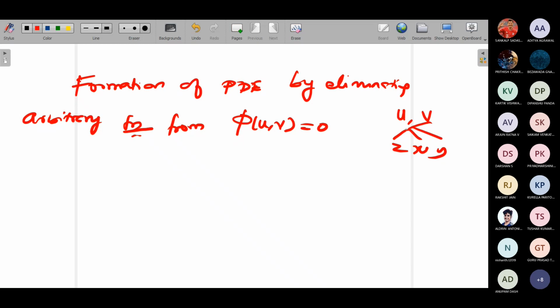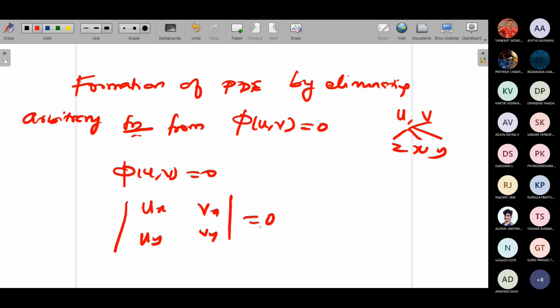So we have been given an equation phi of u comma v equals 0. To eliminate the arbitrary function from this type of function, you need to find the determinant value. You have to find the determinant of ux, uy, vx, vy equal to 0. Once you evaluate this, you will automatically eliminate the arbitrary function.